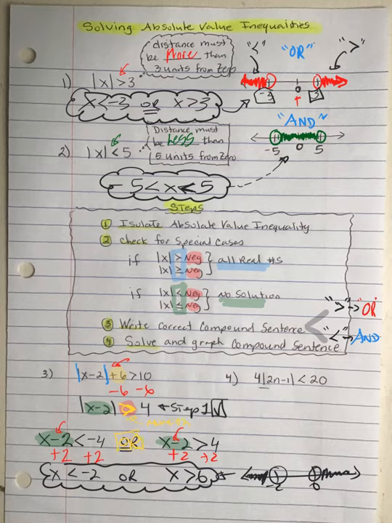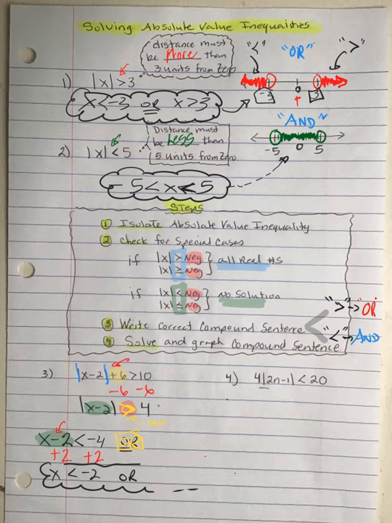Let's look at number 4. Step 1 is to isolate the absolute value. So remember, isolating the absolute value means we have to undo anything that's on the outside of the absolute value. So we have to undo multiplying. Remember, that means multiply. So we undo multiplication by division. And then we have to decide whether we should write a compound and or a compound or.